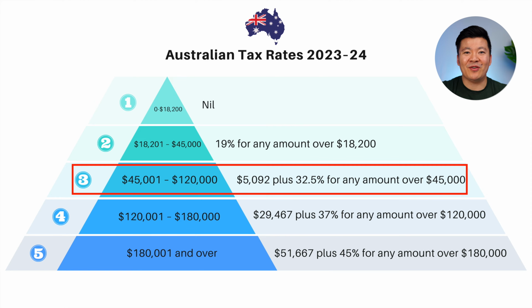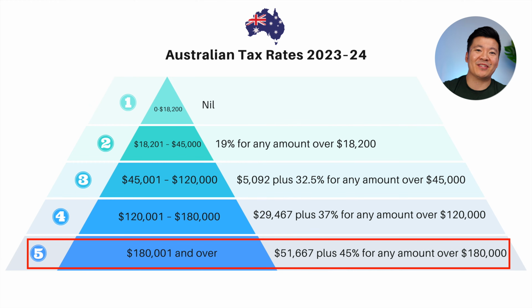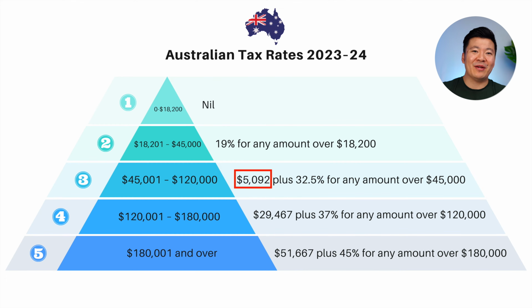The third bracket charges you $5,092 plus 32.5% for any amount between $45,001 and $120,000. The fourth bracket charges you $29,467 plus 37% for any amount between $120,001 and $180,000. And finally, the fifth bracket charges you $51,667 plus 45% for any amount over $180,000. Now you may be wondering what these amounts are, and basically they are the maximum amount charged for the previous tax brackets. Let me show you an example with my own table to help you understand better.